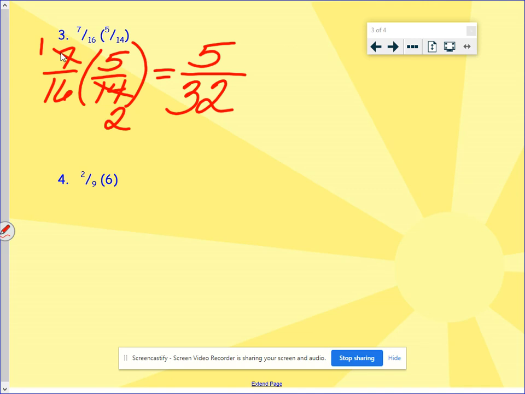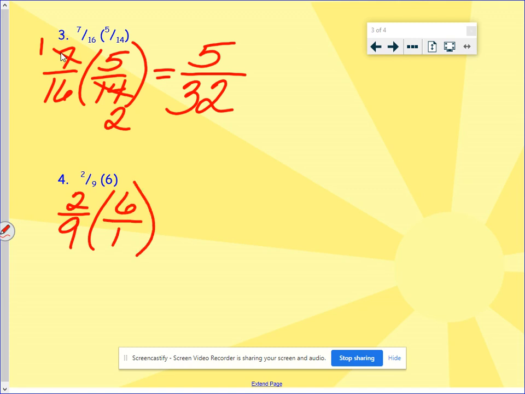Our last example, number 4, you take notice that we have a whole number. There's nothing special or different that we do. We just have to remember that every whole number can be written as a fraction by putting it over 1. So we now get 2/9 multiplied by 6/8 over 1.